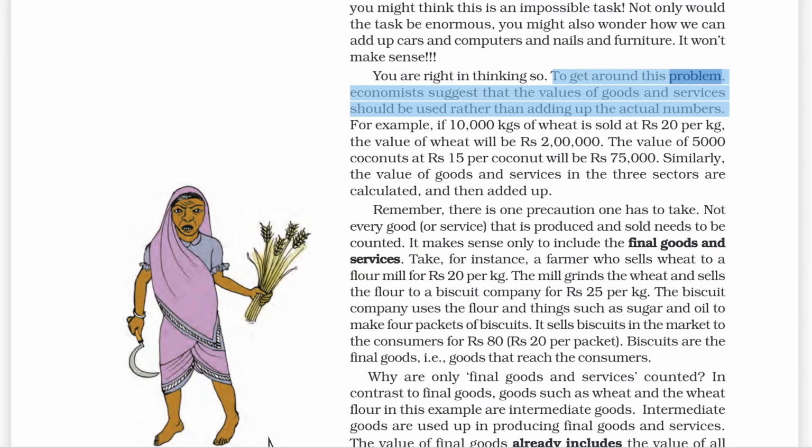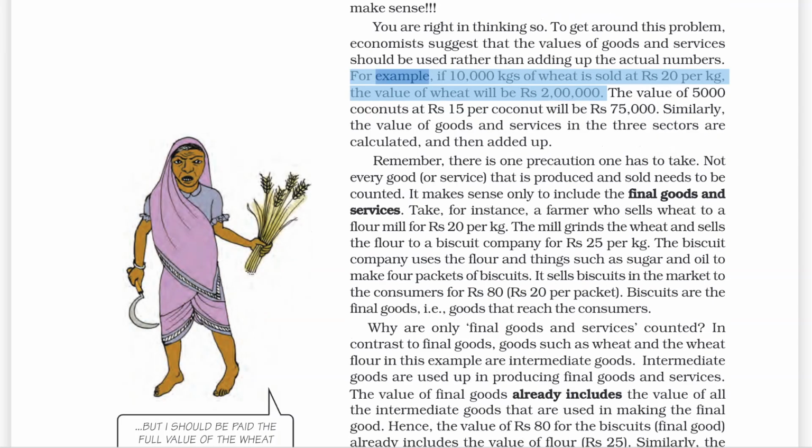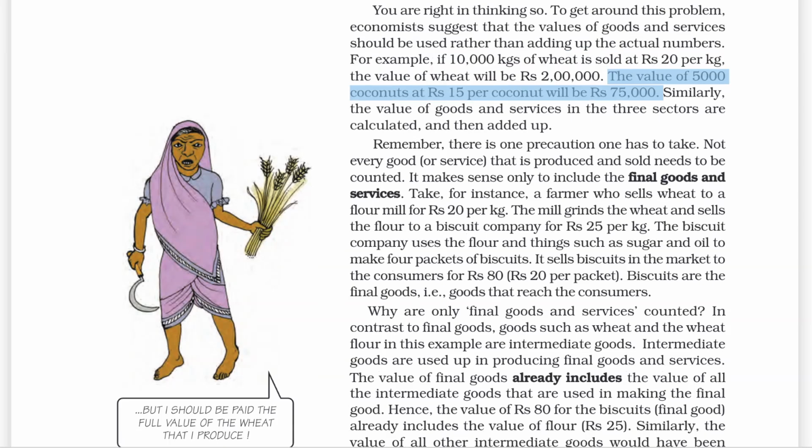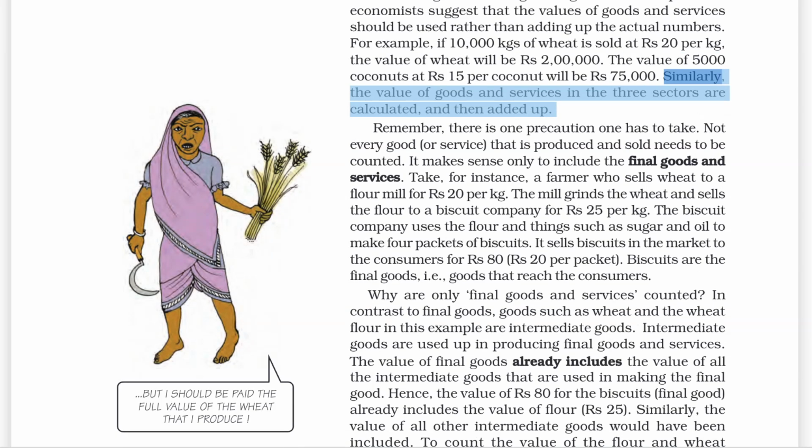To get around this problem, economists suggest that the values of goods and services should be used rather than adding up the actual numbers. For example, if 10,000 kilograms of wheat is sold at 20 rupees per kilogram, the value of wheat will be Rs 200,000. The value of 5,000 coconuts at 15 rupees per coconut will be 75,000 rupees. Similarly, the value of goods and services in the 3 sectors are calculated and then added up.